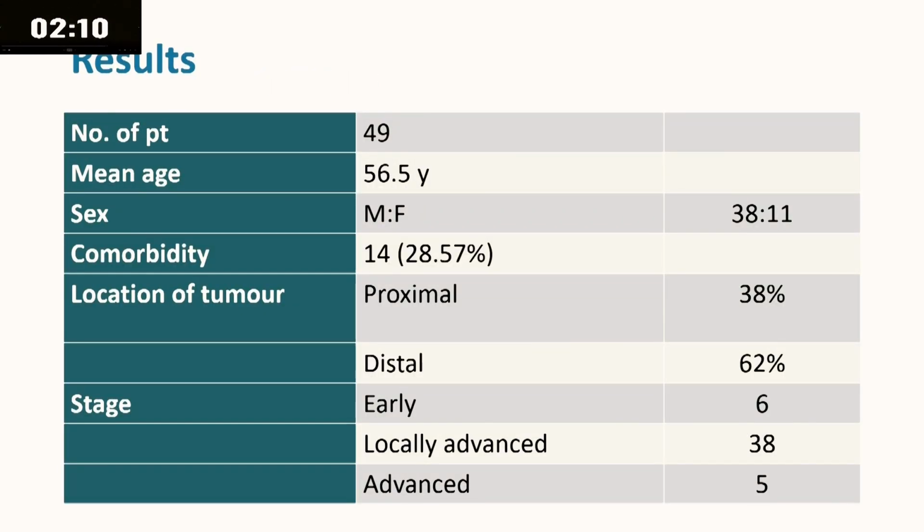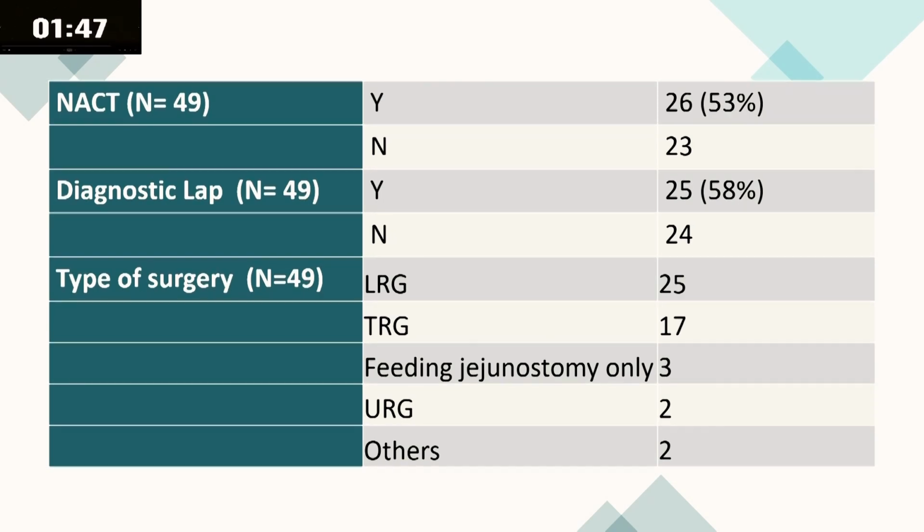Our results: mean age was 56.5, male to female 38 to 11, 14 patients had comorbidity, 38% of patients had proximal tumor, 62% distal. 6 cases were early cases, 38 cases were locally advanced, and 5 were advanced cases. 53% of patients got neoadjuvant chemotherapy. 58% of patients had a diagnostic laparoscopy prior to surgery. Type of surgery: lower radical gastrectomy 25, total radical gastrectomy 17, feeding jejunostomy only 3, upper radical gastrectomy 2, and others were 2.